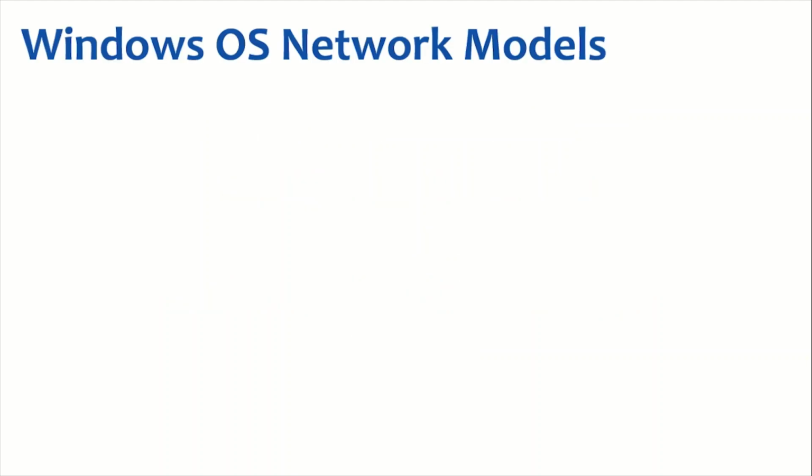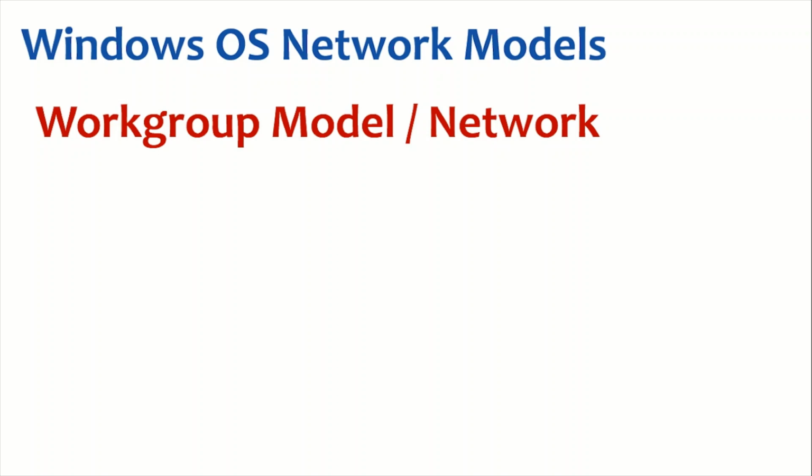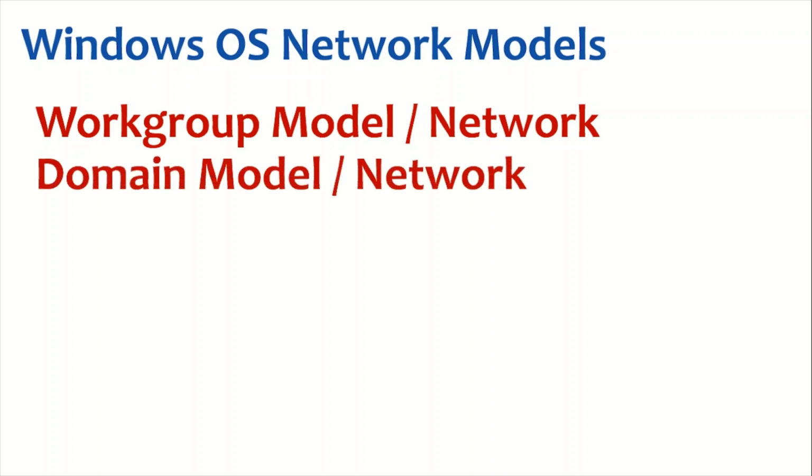So let's understand Windows operating system network models now. There are two network models: a workgroup network, or workgroup model, and a domain model, or domain network. There are only two network models for the Windows operating system. It can be a client operating system or a server operating system. There are only two network models, one of them is workgroup network and another is domain network.